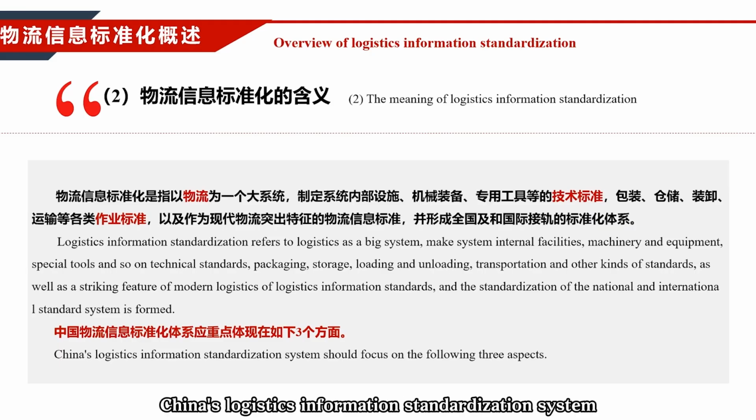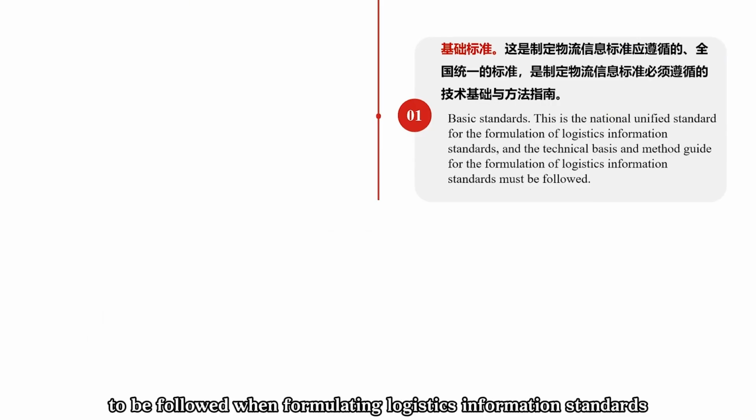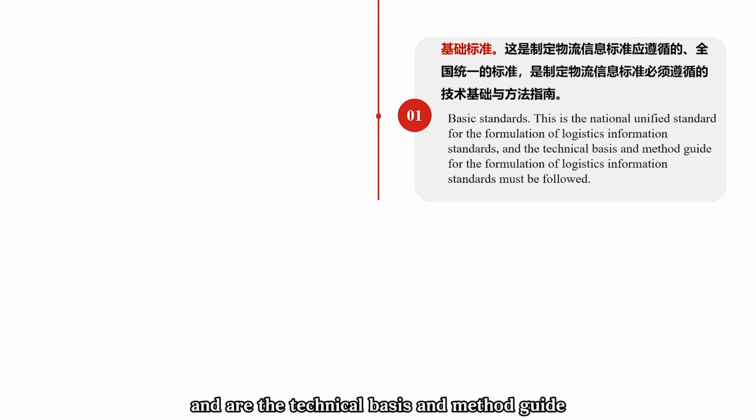China's logistics information standardization system should focus on the following 3 aspects. 1. Basic standards. These are the unified national standards to be followed when formulating logistics information standards, and are the technical basis and method guide that must be followed when formulating logistics information standards.